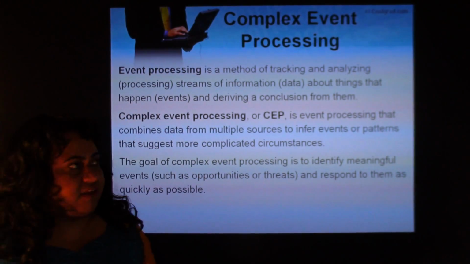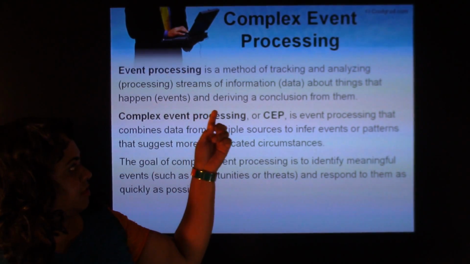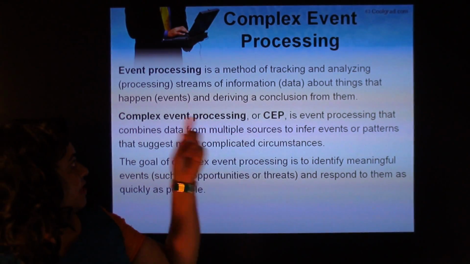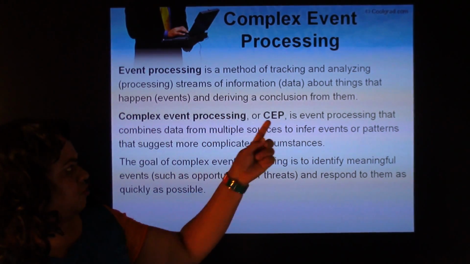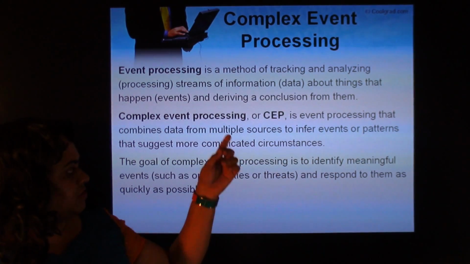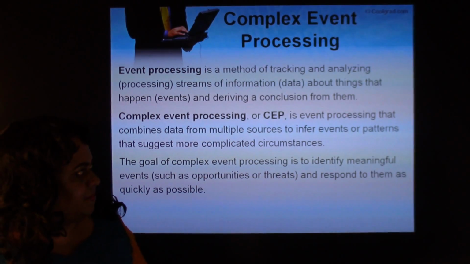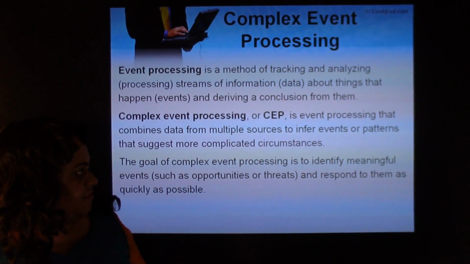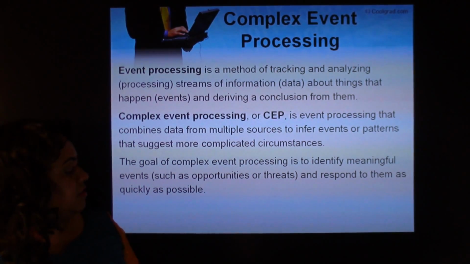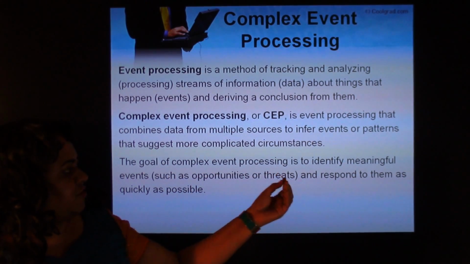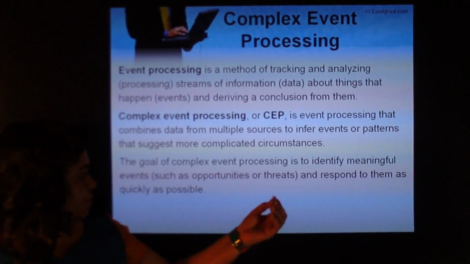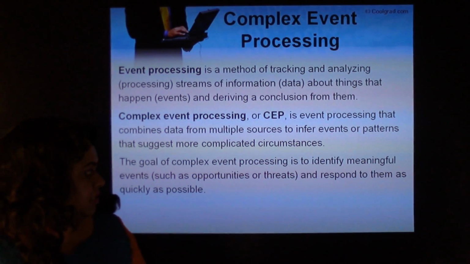Complex event processing is a method of tracking and analyzing or processing streams of information about things that happen, events, and deriving a conclusion from them. So CEP, or complex event processing, is about analyzing data from multiple sources to infer events or patterns such as more complicated circumstances. The goal of complex event processing is to identify meaningful events such as opportunities or threats and respond to them as quickly as possible.